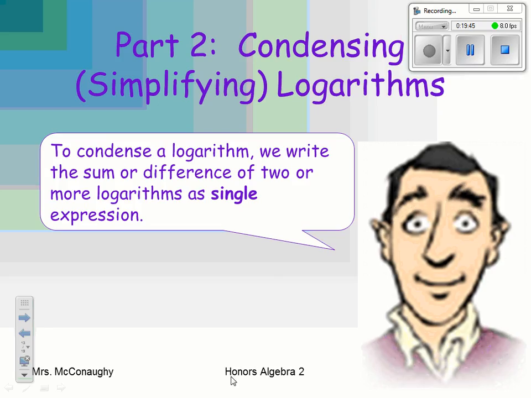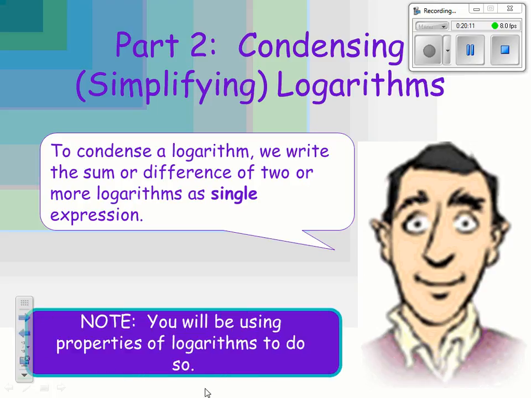Okay, so it says to condense a logarithm, we write the sum or difference of 2 as a single expression. So what you're really doing, you're going to be squishing them back together. You're doing the opposite of what we just did. Now we're going to be going from a big logarithm expression and squishing it down to where we only have 1. You'll be using properties of logarithms to do so, the same properties that we just talked about.